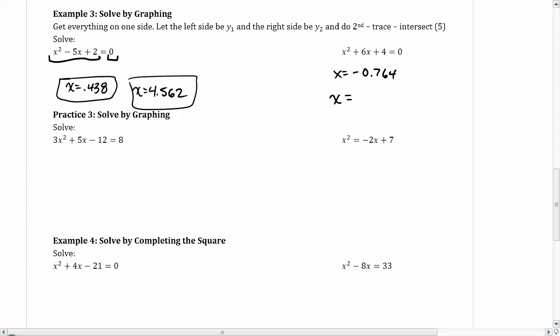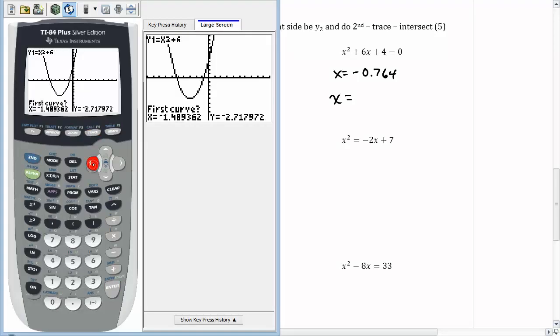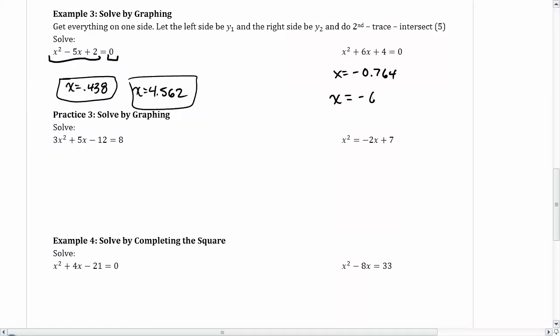Now the other one will be further to the left, more negative. Second trace intersect is number 5. Go further to the left. And when you're close, hit enter 3 times. -5.236. Okay, so again, it's a real quick and easy way to find your solutions. There are going to be other ways that we can solve without factoring, but this is a fairly simple one.